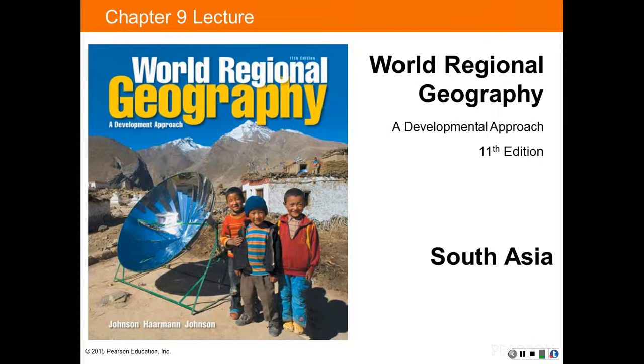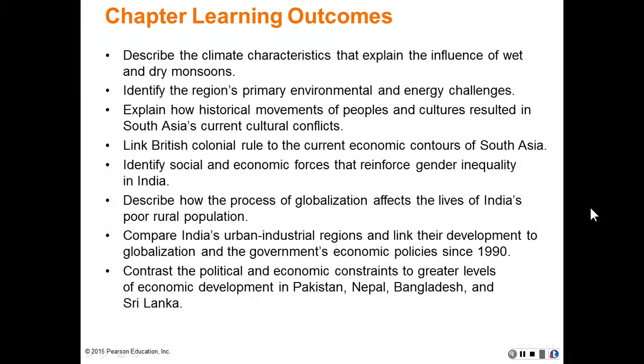In South Asia, we have some of the most densely populated places on Earth. We have one of the fastest growing and developing places on Earth, included here with India and with Bangladesh being very densely populated. Let's begin by taking a look at our chapter learning outcomes for Chapter 9.